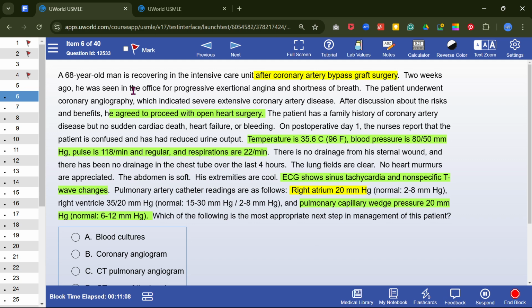Yes, he has. He was seen in the office with progressive exertional angina and shortness of breath 2 weeks ago, though. Okay, that's why coronary angiography is done.